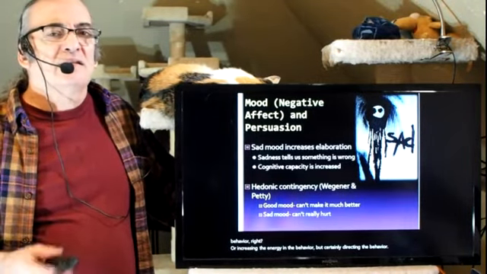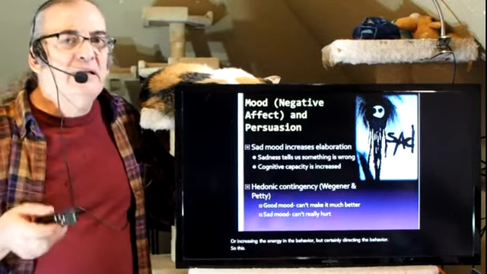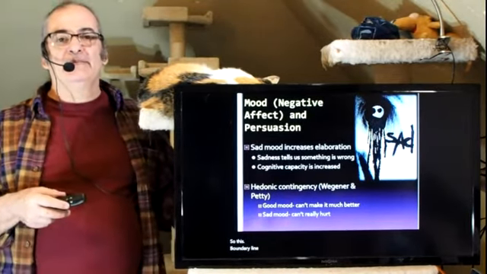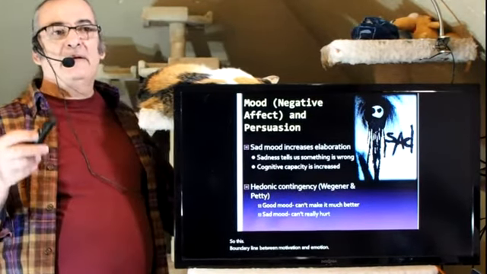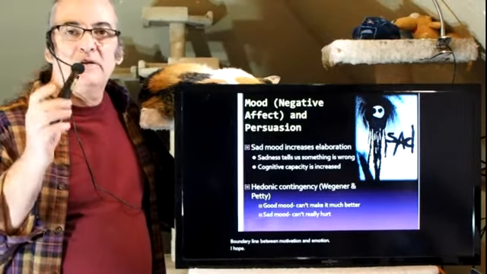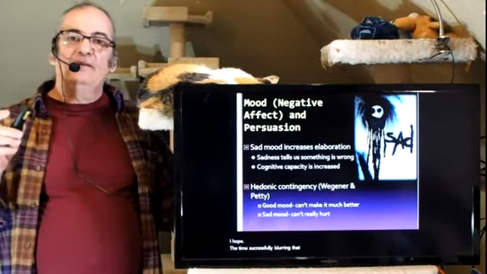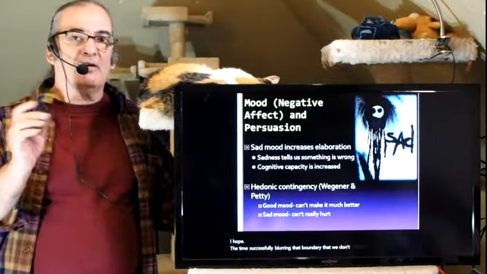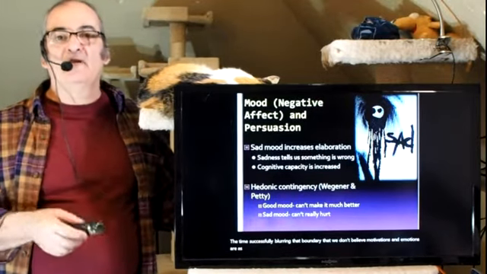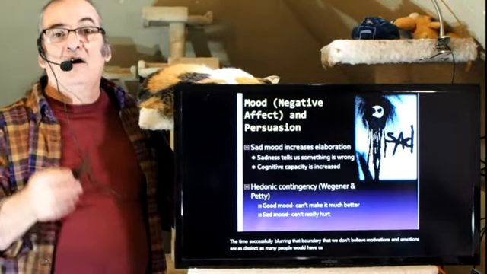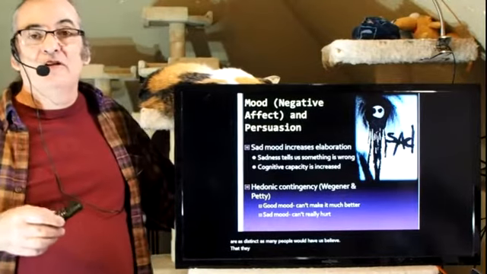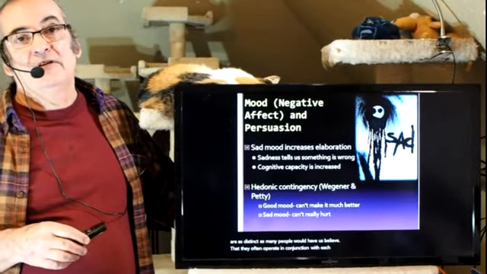So this boundary line between motivation and emotion, I hope that I'm successfully blurring that boundary, that we don't believe motivations and emotions are as distinct as many people would have us believe, that they often operate in conjunction with each other in the service of each other.